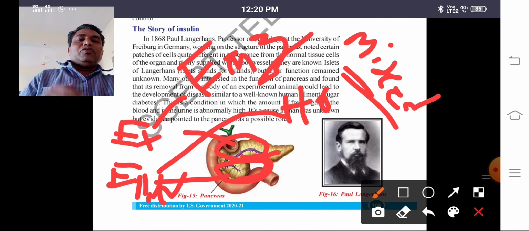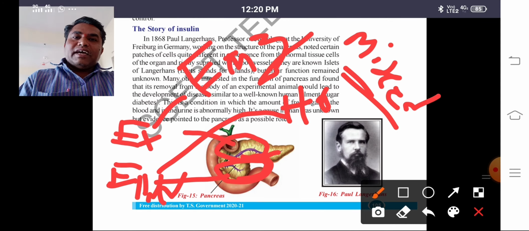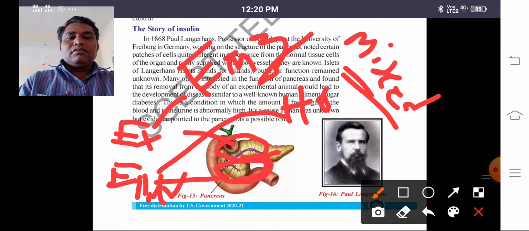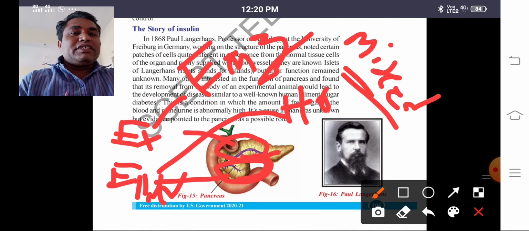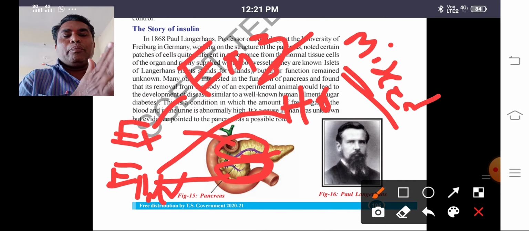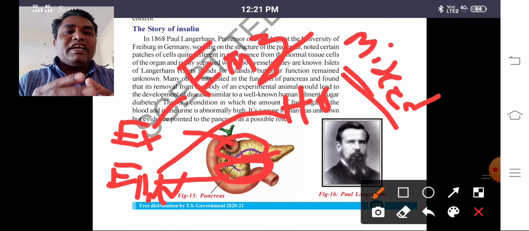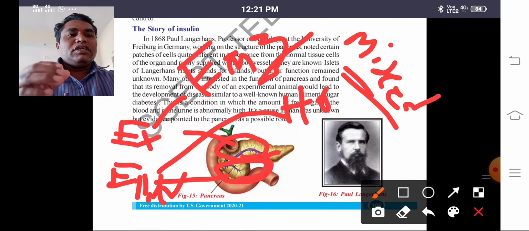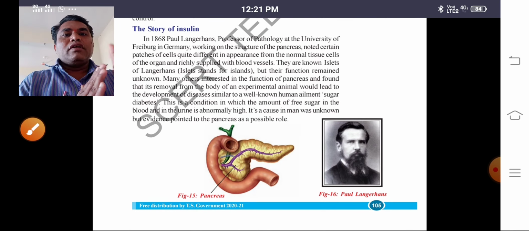So you have to keep this in your mind. The pancreas has two parts, the exocrine part and the endocrine part. Because of having two parts, it is called a mixed gland. The exocrine part secretes enzymes, and the endocrine part secretes hormones. Now let us study in detail the part of the pancreas which secretes hormones.